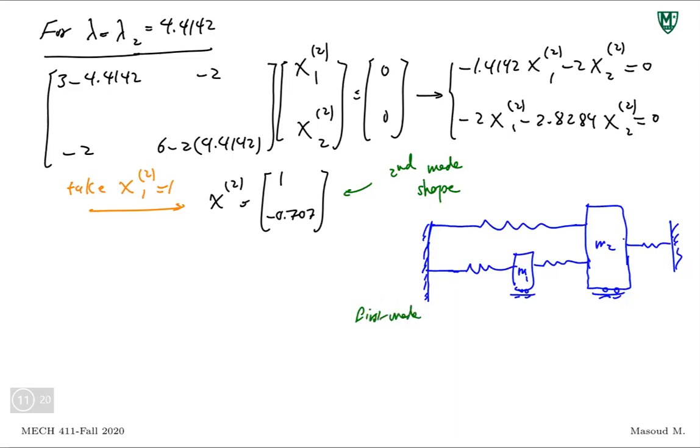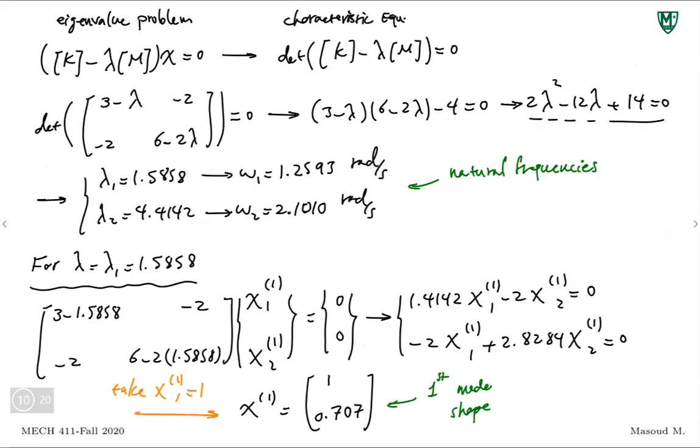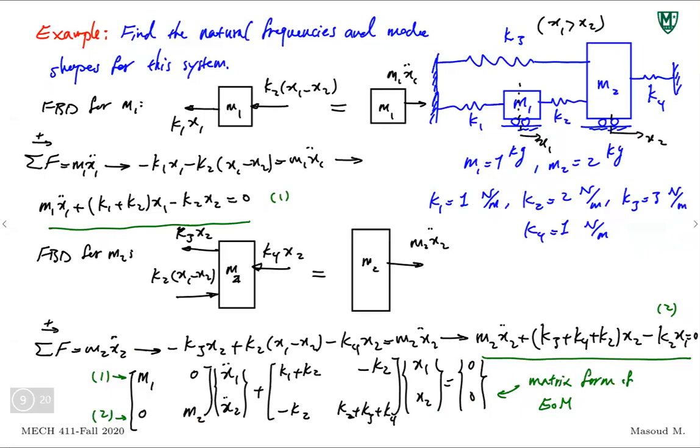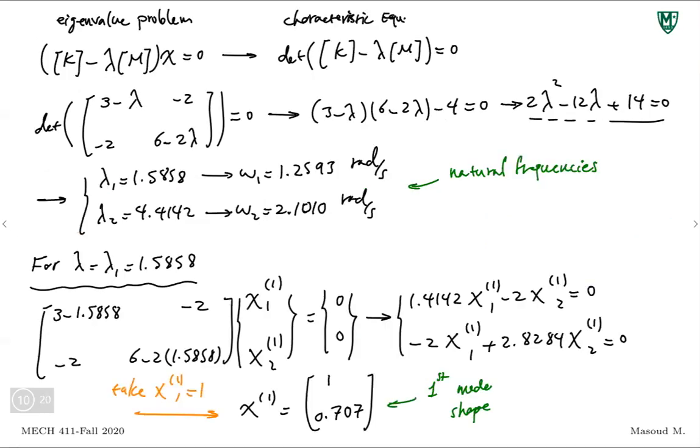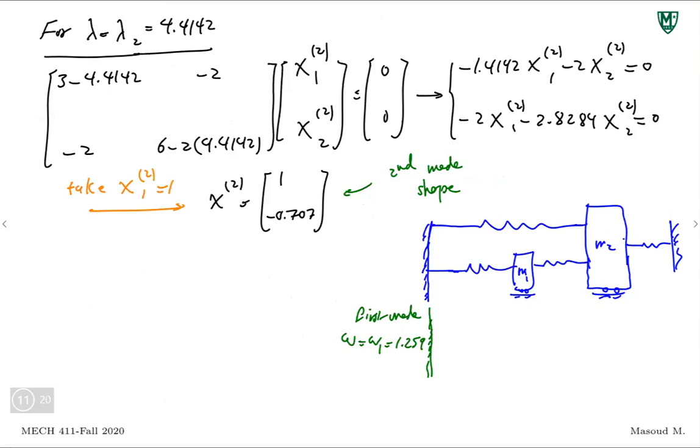when the system is oscillating with omega equal to omega 1, which was, how much was that? Omega 1 was 1.2593 radian per second. Bad drawing. I'm just going to keep it that. Now here is the shape. First mode was 1 and 0.707. Right? 1 and 0.707. Yeah.